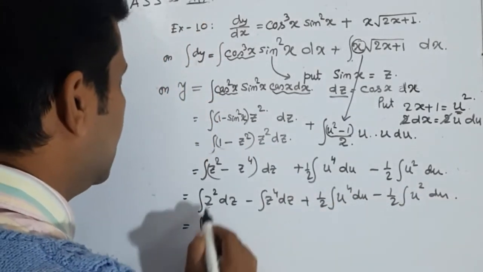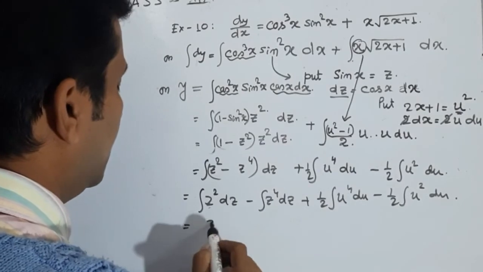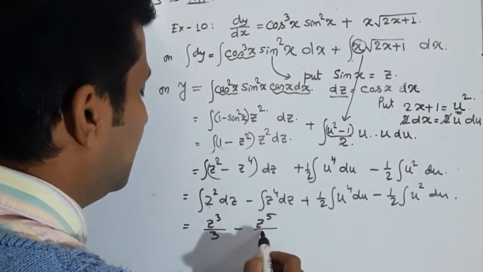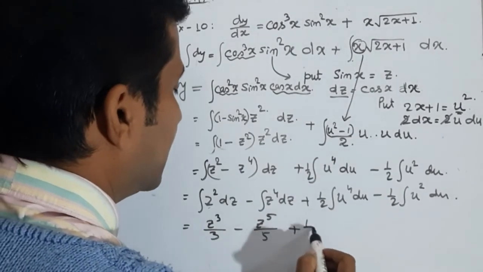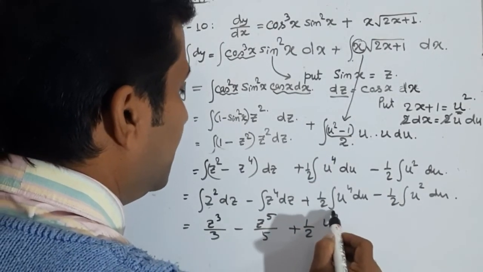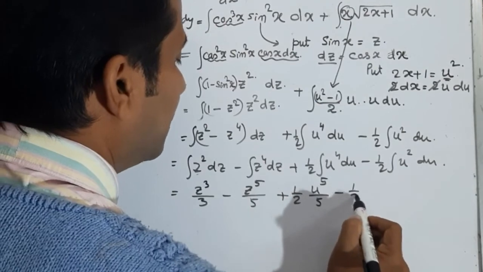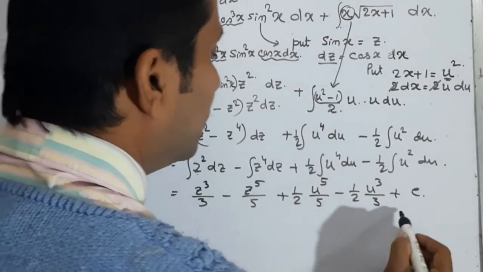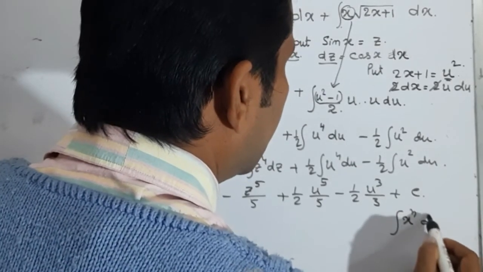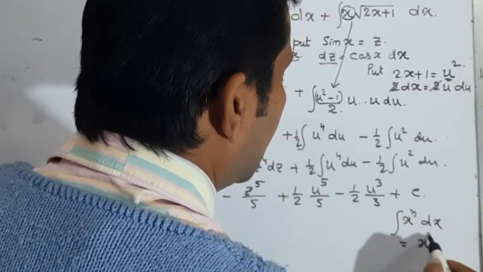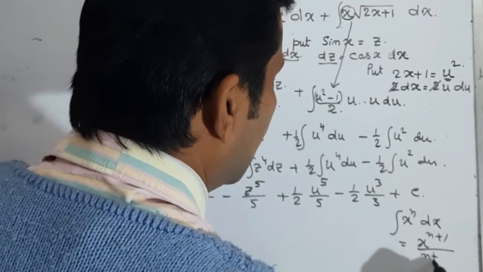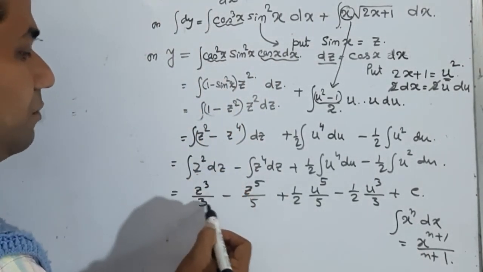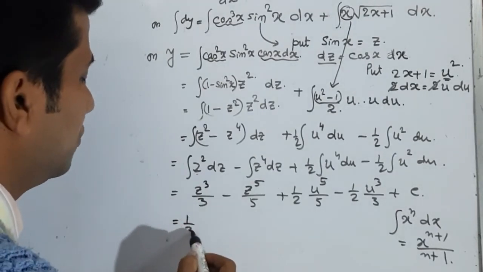Then this is equal to z³/3 minus z⁵/5 plus 1/2 u⁵/5 minus 1/2 u³/3 + c. As you know that integrating xⁿ, we get xⁿ⁺¹/(n+1). So integrating z², we get z²⁺¹/(2+1). Then this is equal to 1/3.